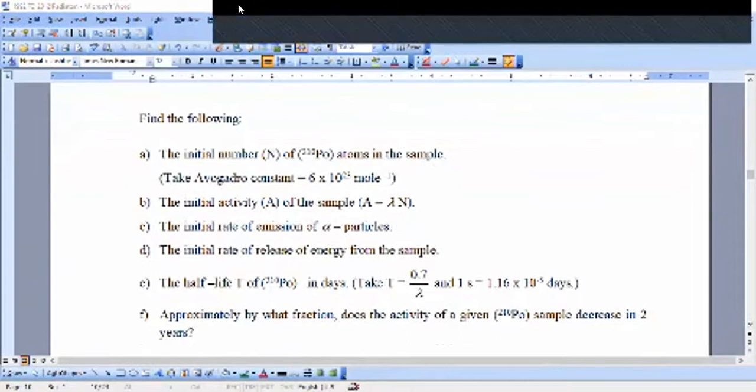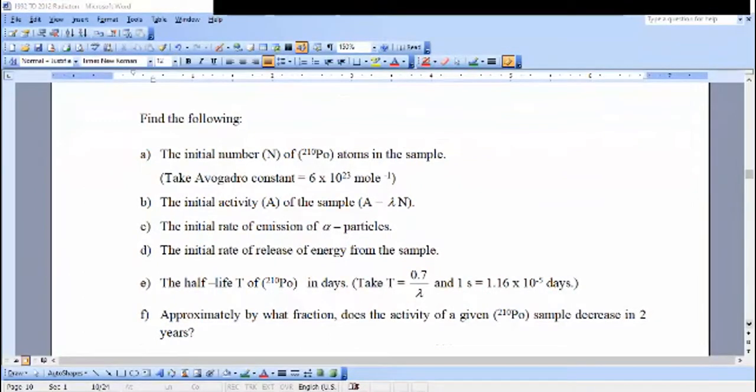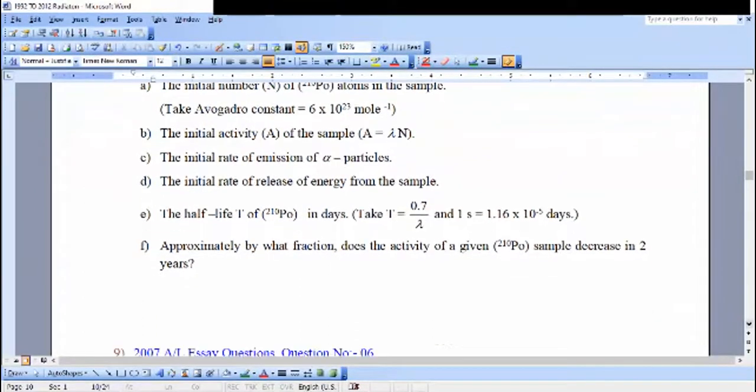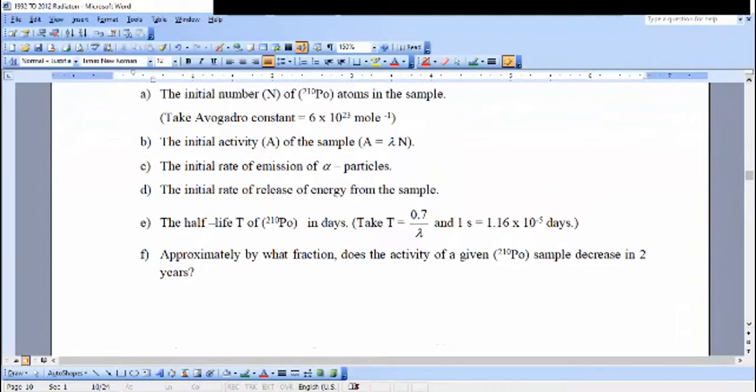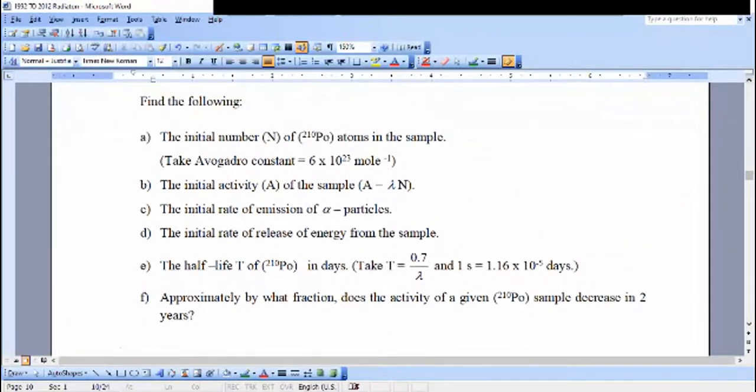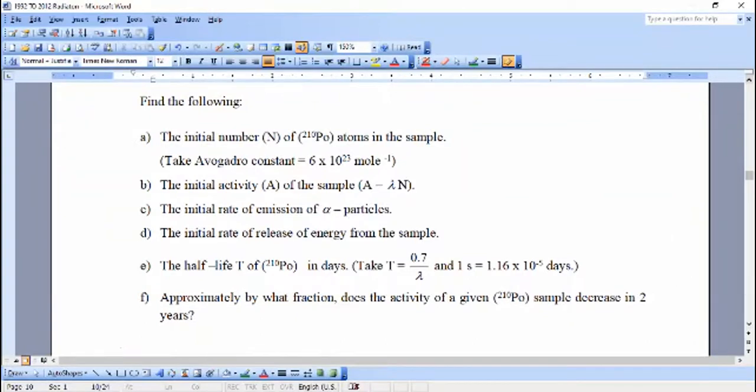Under that, they have asked several questions. Roman number 6. Under that, they have asked several questions as A, B, C, D, E, F. Question simple A. Find the following. The initial number of polonium atoms in the sample. Take Avogadro's constant as 6 into 10 to the power 23 per mole.